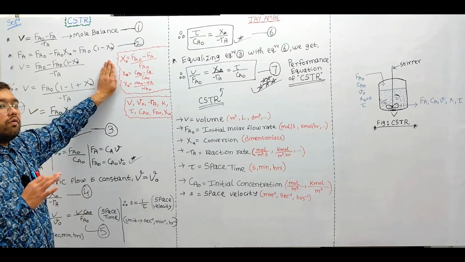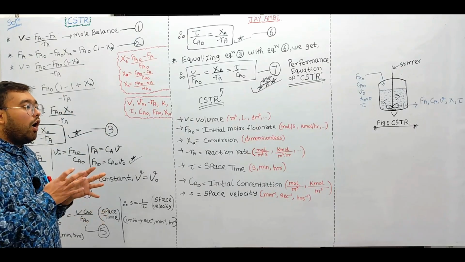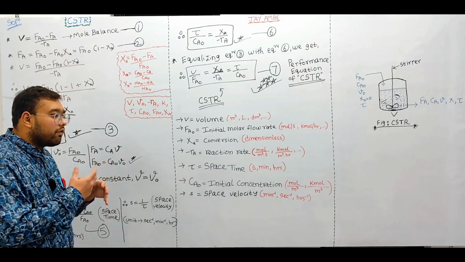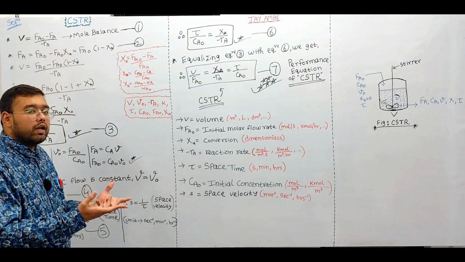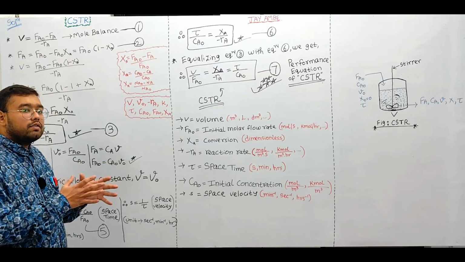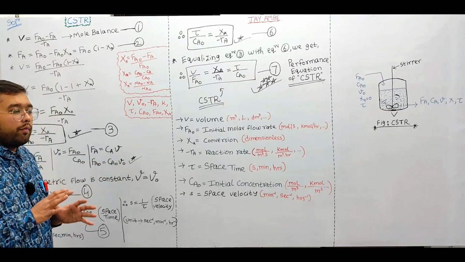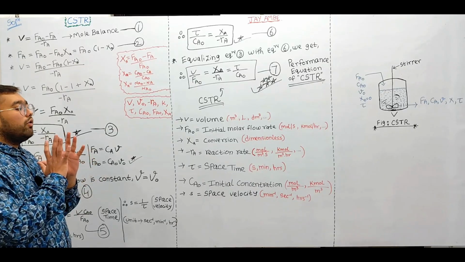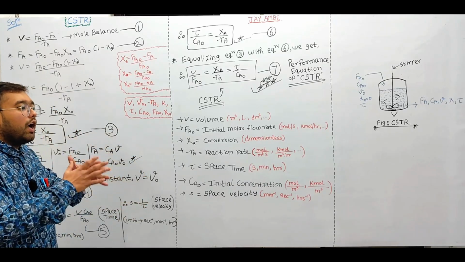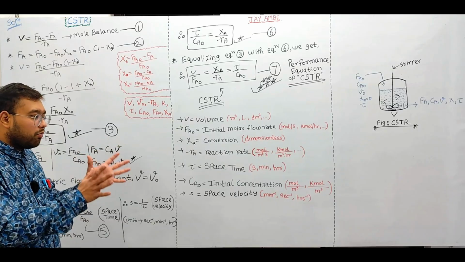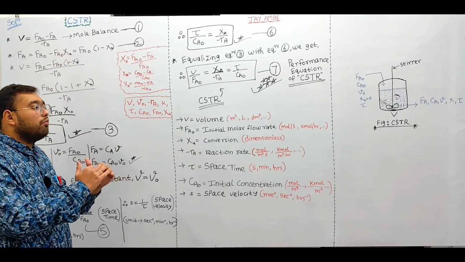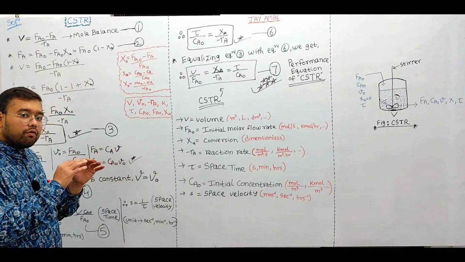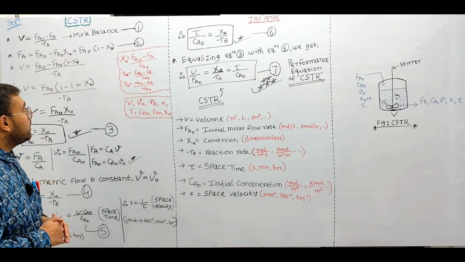For example, conversion will tell us how much of the reactants has reacted and been converted into new products, and how much of the reactants is left in the reaction environment. It's called the conversion, right? Which means of the total number of molecules of reactants which we are feeding into the reactor, how many molecules have converted into new product, and what is the remaining amount of reactants present in the reaction environment.